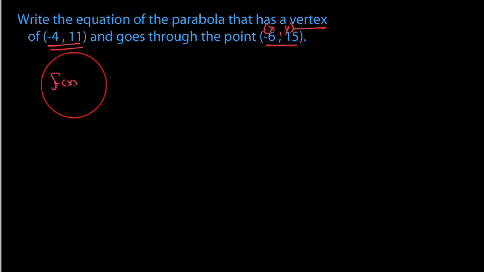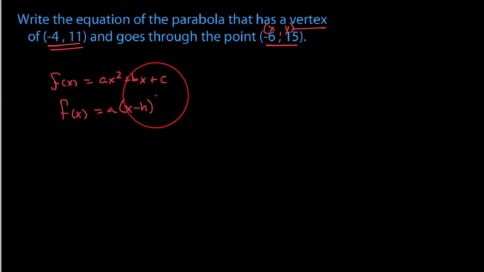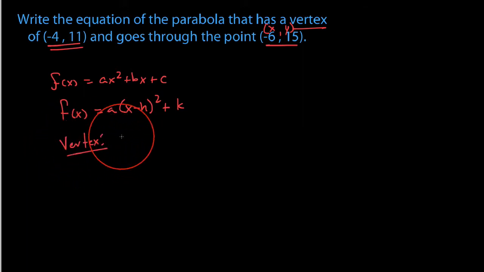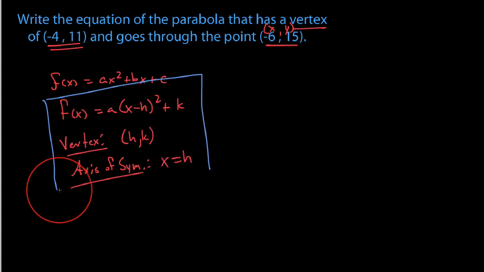Real quick before we write this equation, let's review. A quadratic function is of this form, where a does not equal 0, but we could also write it in what we call vertex form, which is this quantity right here. The vertex is at h and k, and the axis of symmetry is x equals h.